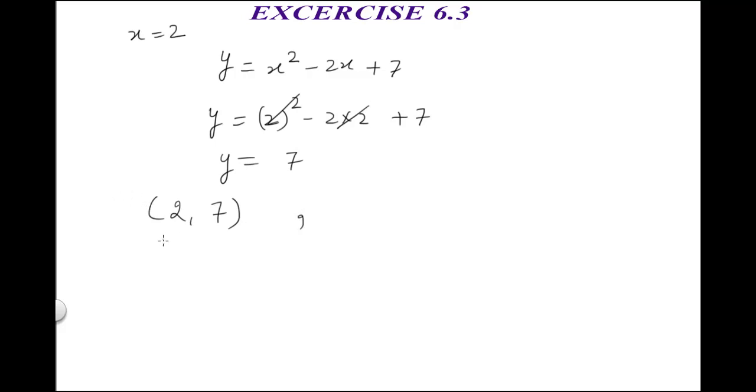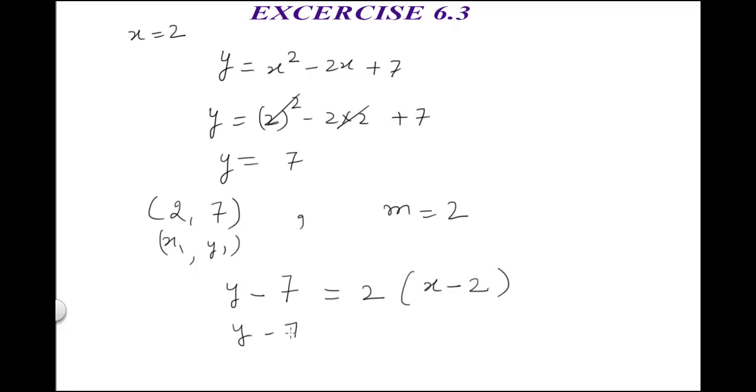So this is the point, that means x1 and y1. Right, and the slope we know is 2. So the equation will be y minus y1, which is 7, equals m, the slope of tangent, into x minus x1, which is 2. Solving it, we get y minus 7 equals 2x minus 4. So the final equation will be 2x minus y minus 7, now minus 4 plus 7 equals 0.